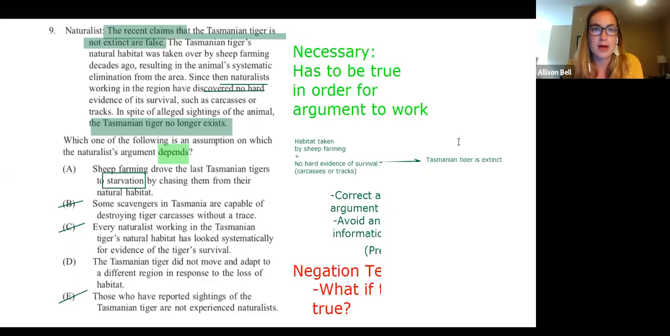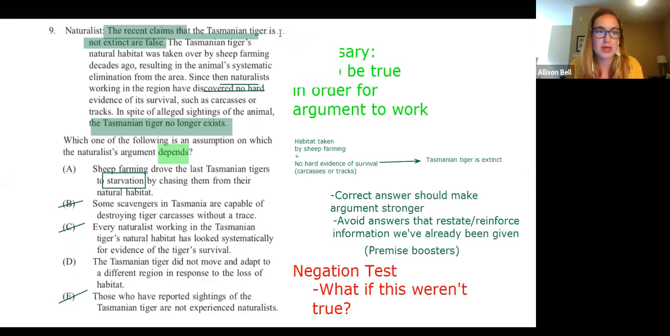Maybe the sheep farmers were hunting the tigers to protect their sheep, and that drove the tigers to extinction. So when I ask myself, does it have to be that they died off from starvation? No, it just has to be that they went extinct. But that doesn't have to have happened through starvation. So answer choice A is not a necessary assumption. Hopefully D is, but let's check it out.